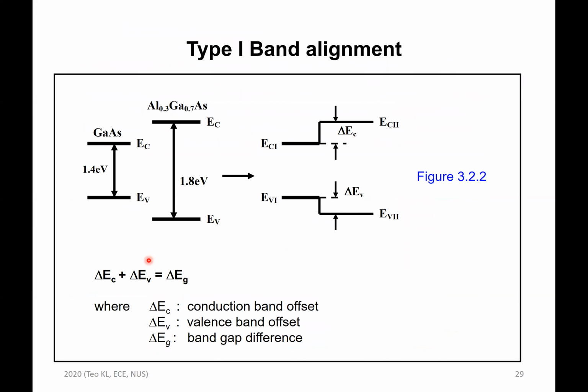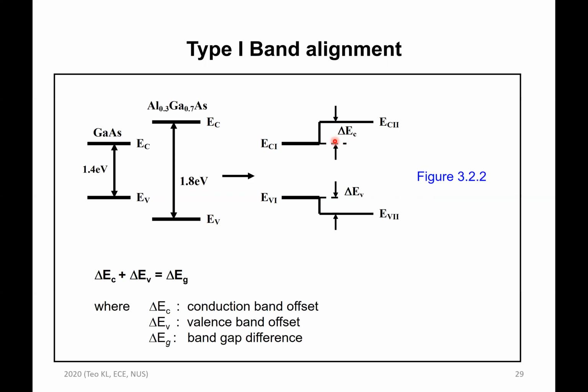So type 1 band alignment, let's say I grow aluminium gallium arsenide, 30% of aluminium. The band gap itself is 1.8 eV. The gallium arsenide is 1.4 eV. And for type 1 band alignment, the small band gap is sandwiched in between by a large band gap. So this is the interface, and that forms the heterojunction. This is the conduction band offset.